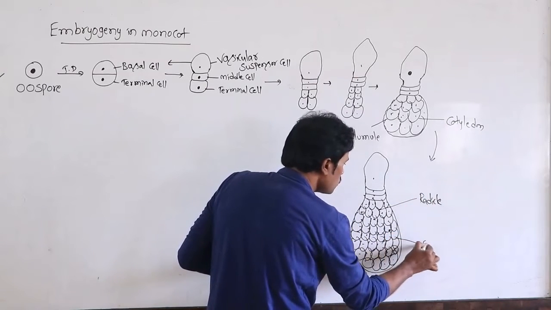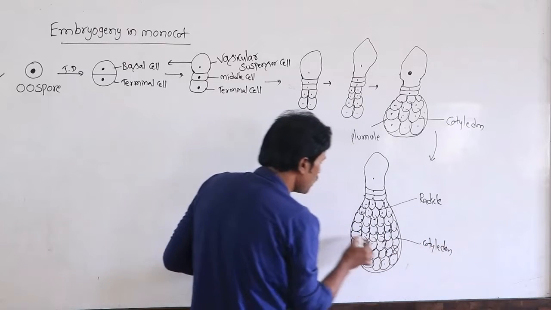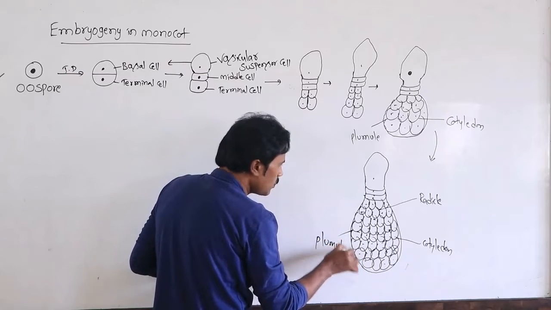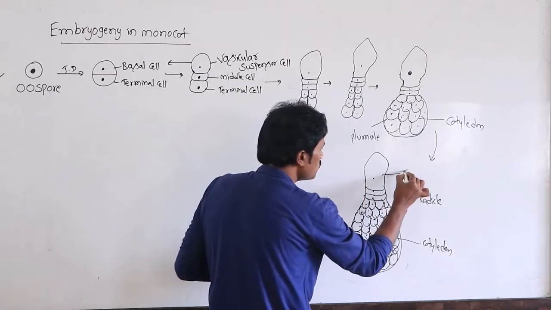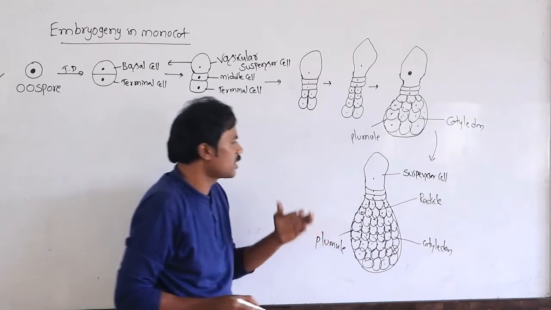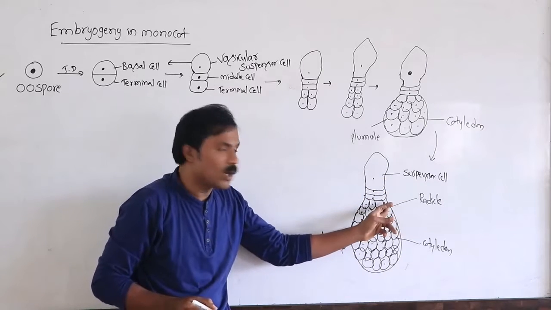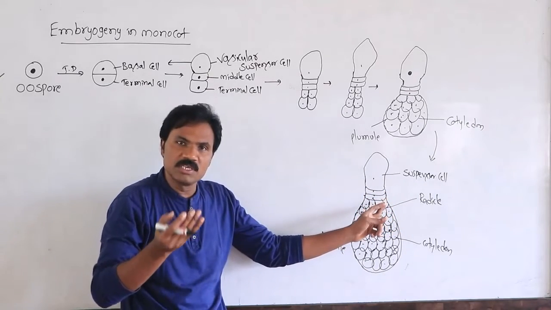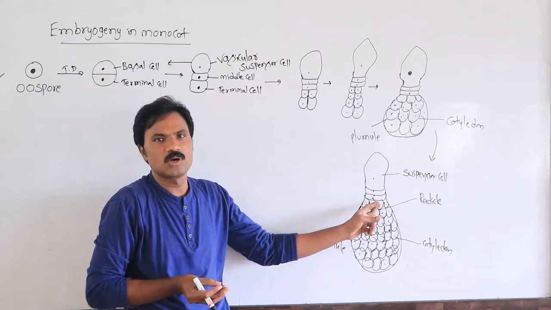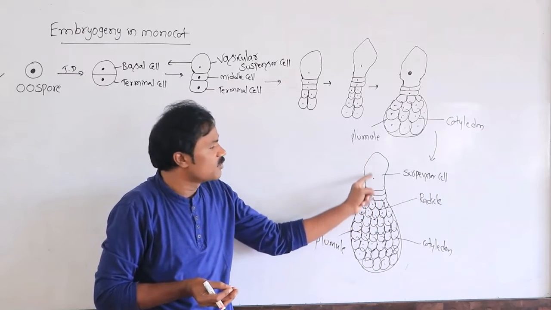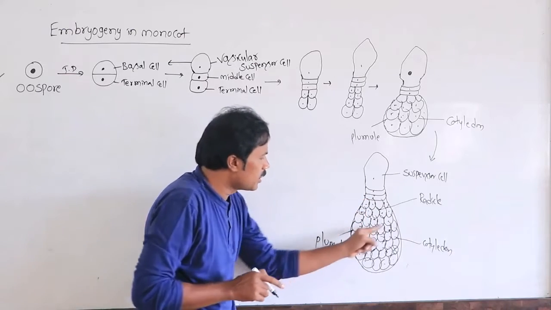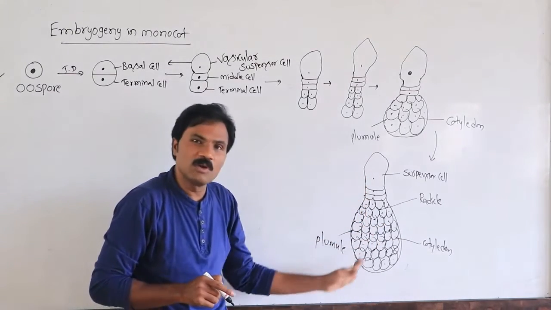Here this part represents the radicle. This is the cotyledon, or otherwise we call it the scutellum. This is the plumule. This is the suspensor cell. It acts as haustorium. Some of the cells from the middle cell must also act as suspensor cells, apart from this one. The basal cell alone acts as the vesicular suspensor cell. Then the radicle, and below that the hypophysis, will be present like this.